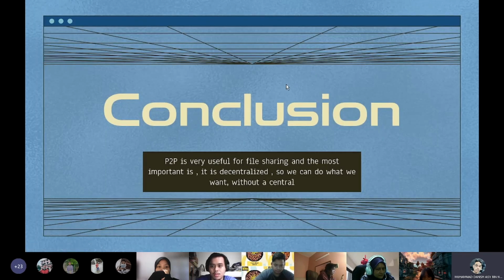As a conclusion, P2P is very useful for file sharing, and the most important thing is that it is decentralized, so we can do what we want without a central server, compared to a client-server network. But we need to keep in mind that P2P is quite risky if we don't manage it properly, because we can do what we want. So if we use P2P, we need to install our own antivirus and so on, compared to a central server, which will control all the computers. Alright, I think that's all from me. Thank you so much.